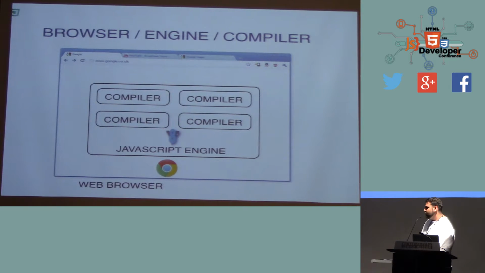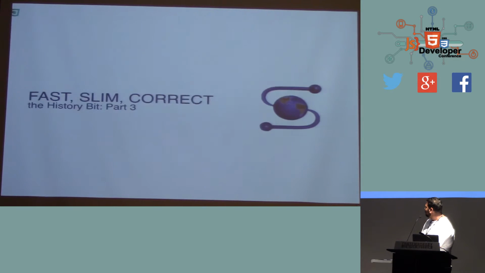So a browser engine works with 4 compilers. So you have compilers for every single step, and then the engine, which is inbuilt in the browser, helps the JavaScript to be applied onto the web page.